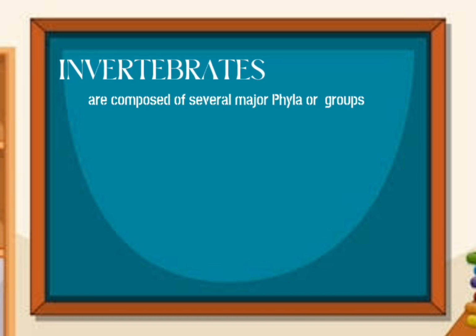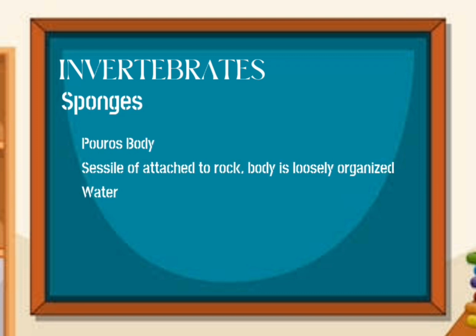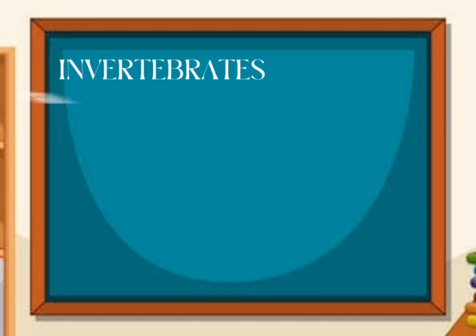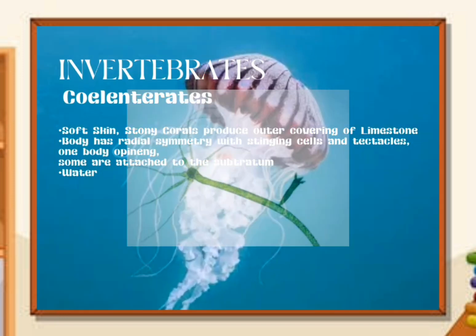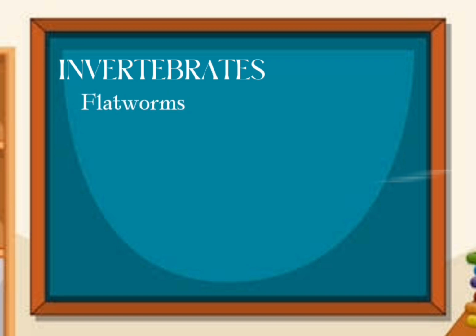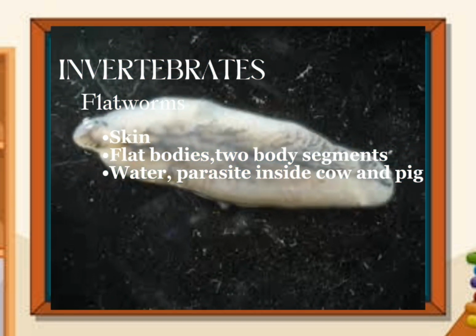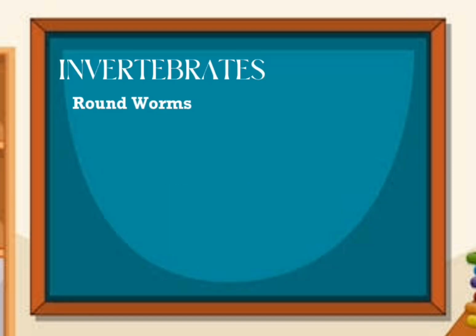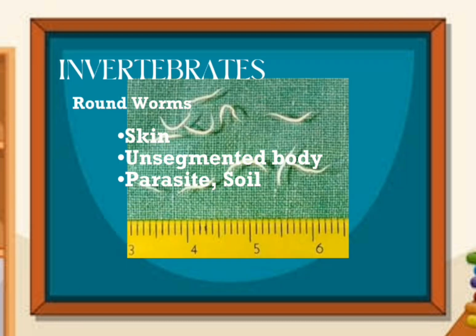Invertebrates are composed of several major phyla or groups. First, sponges: sessile, attached to rock, body structure loosely organized, found in water. Cnidarians: soft skin, stony corals produce a covering of limestone. Flatworms: skin, flat bodies, two body segments, in water, parasites inside the cow and pig. Roundworms: skin and segmented body, parasites in soil.